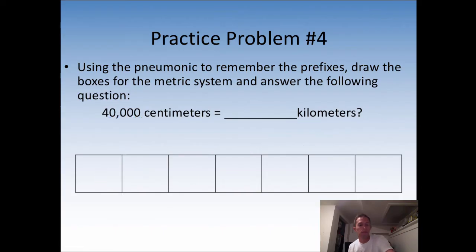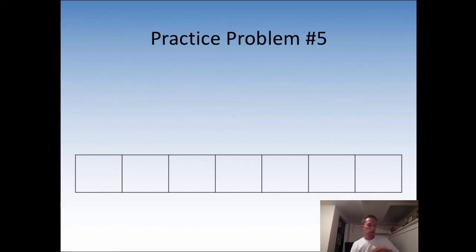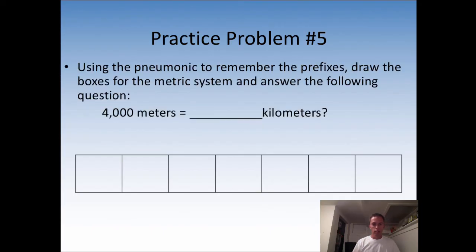Okay, practice problem number 5. So 4,000 meters is equal to how many kilometers? And now hopefully by now we're getting the hang of this, but let's fill in the prefixes for the metric system. Killer hippos die by drinking chunky milk. Okay, we're in the meters box.